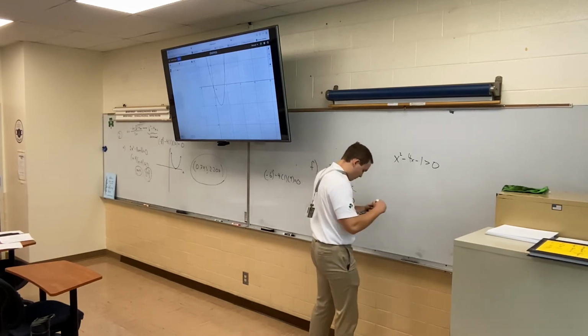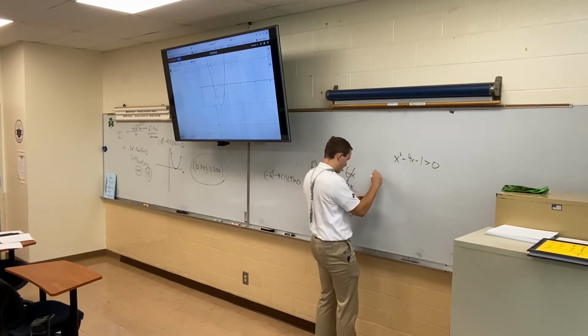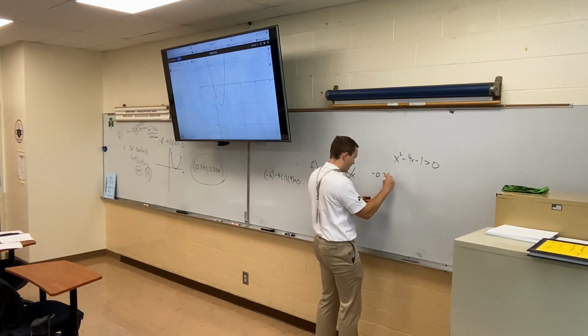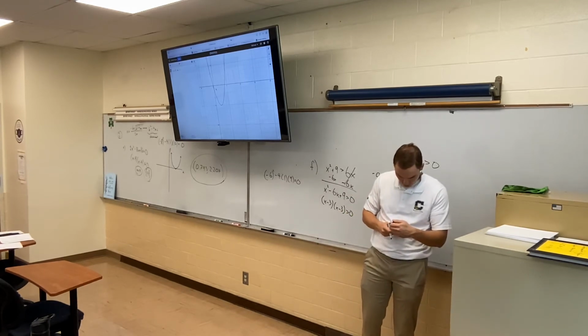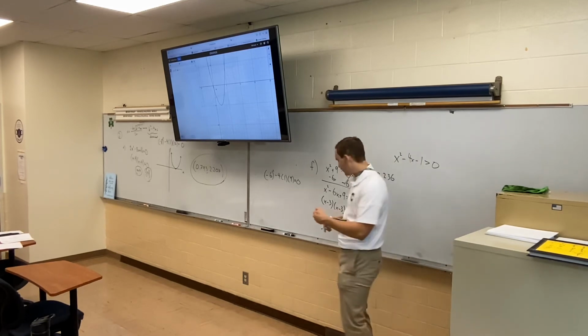Negative 0.236. And what do I get for my second one? 4.236.